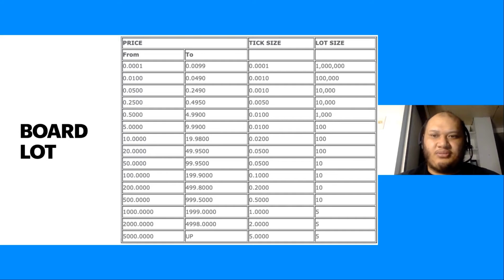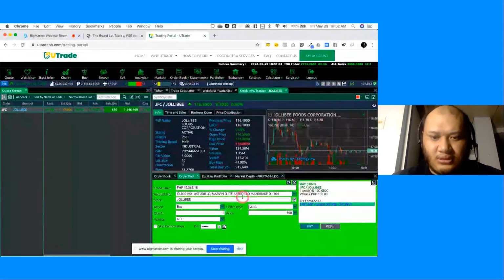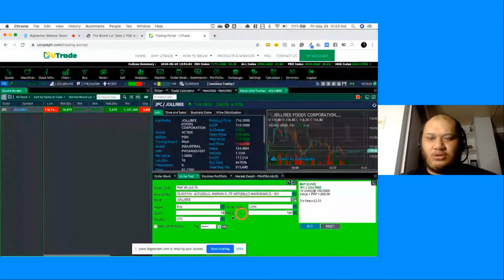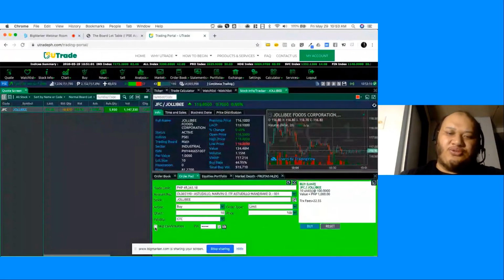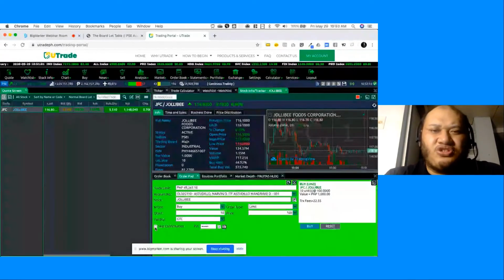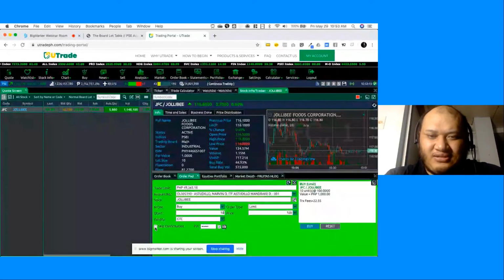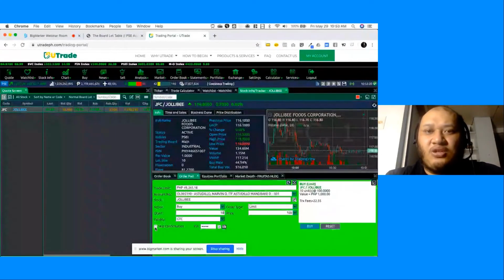So let me share my screen again. It says here the minimum is 10, so I'll go ahead and type 10 for the quantity, and then price 100. Then there's skip confirmation. Usually I do this for day trading, but there are some concerns. You won't be able to review what you placed. One time I skipped confirmation and placed a wrong price, so instead of selling at a certain price I sold at a lower price.